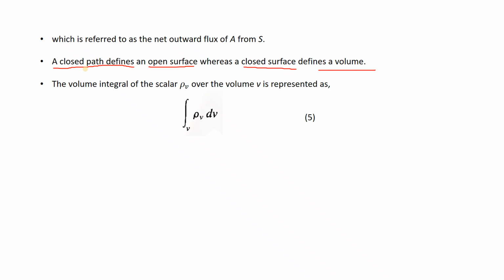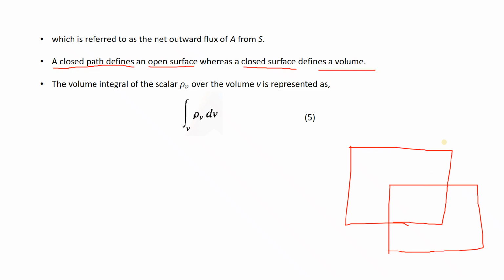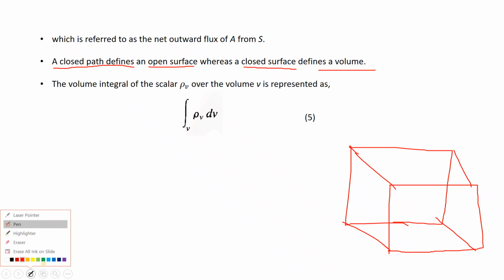That means when a path is closed, that is an open surface. And now if you take the surface, and where you are starting and where you are ending, if you connect them, then it becomes a volume. So a closed surface is nothing but a volume. Now when we take the integral of a volume, it is not with respect to a vector. If you have a volume with you like this, suppose you don't know the total volume.